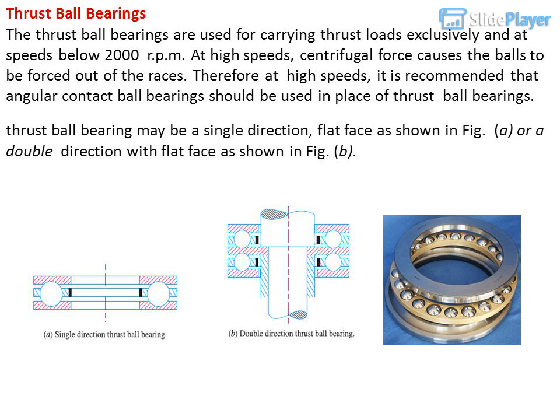Thrust ball bearings. The thrust ball bearings are used for carrying thrust loads exclusively and at speeds below 2000 revolutions per minute. At high speeds, centrifugal force causes the balls to be forced out of the races. Therefore, at high speeds, it is recommended that angular contact ball bearings should be used in place of thrust ball bearings. Thrust ball bearing may be a single direction, flat face as shown in figure A, or a double direction with flat face as shown in figure B.